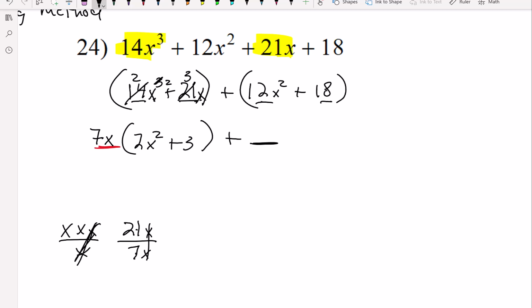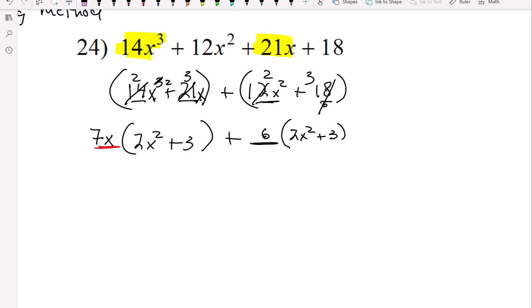12 and 18 have a 6 in common, and that's all. 12x squared divided by 6 cancels, so 2x squared. And then 18 divided by 6 leaves 3. That cancels to 3. And then we have repeating parentheses. And here, we can even write the repeating parentheses second, and then the first set is everything on the outside, 7x plus 6.